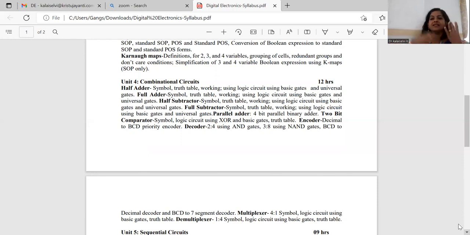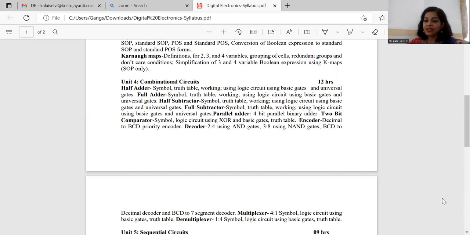Parallel adder in the sense of adding two numbers in parallel. For example, the first bit is added with the first bit, the second with the second, the third bit with the third bit, and the fourth bit with the fourth bit. So this is called a parallel adder. Okay. And then we have the comparator circuit. When you compare two numbers, what will be the result? It can be equal to, less than, or greater than. We do have a circuit for that, called a comparator circuit.